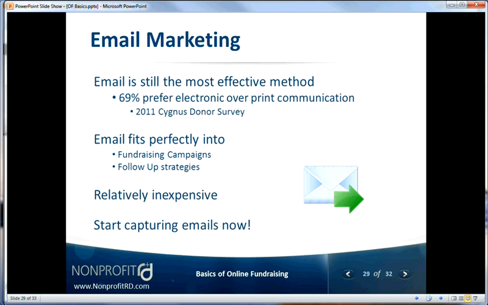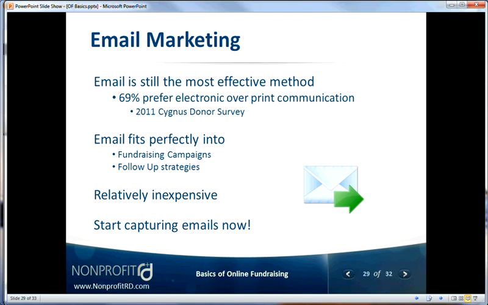Email also fits perfectly into our fundraising campaigns and our follow-up strategies. It makes it so easy to get those 7 touches. It makes it so easy to tell those compelling stories and to build that donor engagement. It's relatively inexpensive, so if you're not doing it now, you need to be capturing those emails. Capture emails on your website. Capture emails when you go to an event. Let people sign up for your email list. Get emails any way you can. You can even put it in the signature of your outgoing emails.